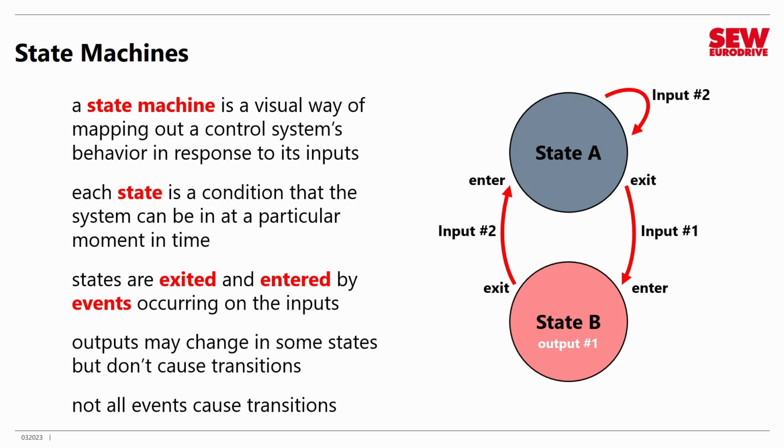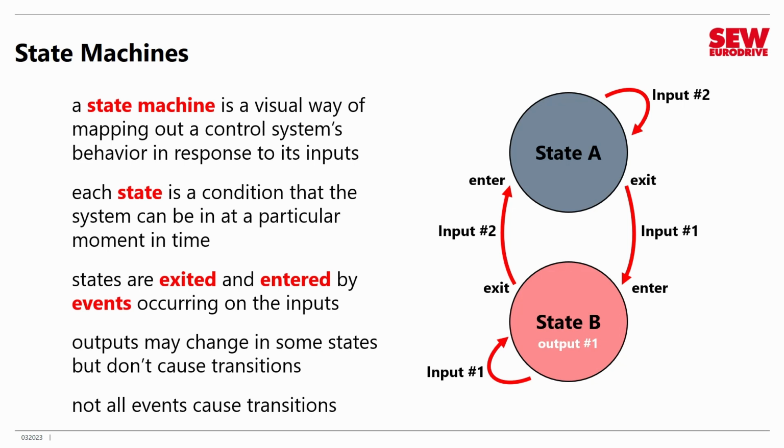And the same thing would be true of state B. If you're currently in it and input number 1 triggers, well, you're not going to go back to state A. So we need to consider all the things that can happen with the inputs and what they will do in a given state. All right, that's the big picture of a state machine.